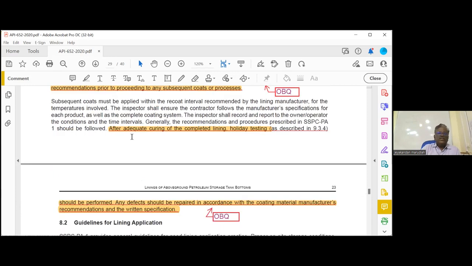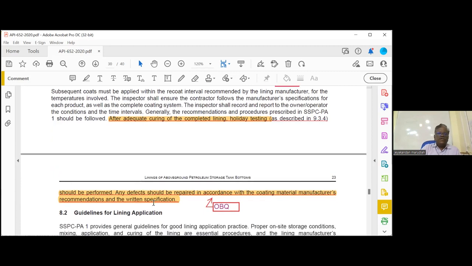Then highlight the last lining. After adequate curing of the complete lining, holiday testing should be performed. Any defect should be repaired in accordance with the coating material manufacturer recommendation and the written specification. So you have to follow manufacturer recommendation and the written specification. Open book question.